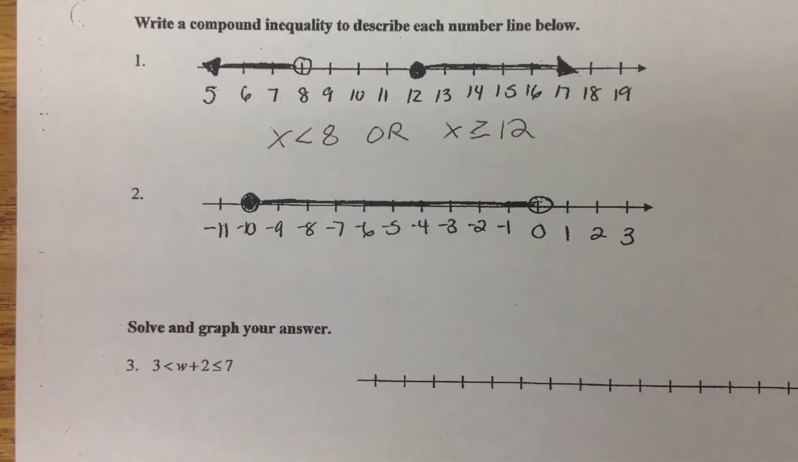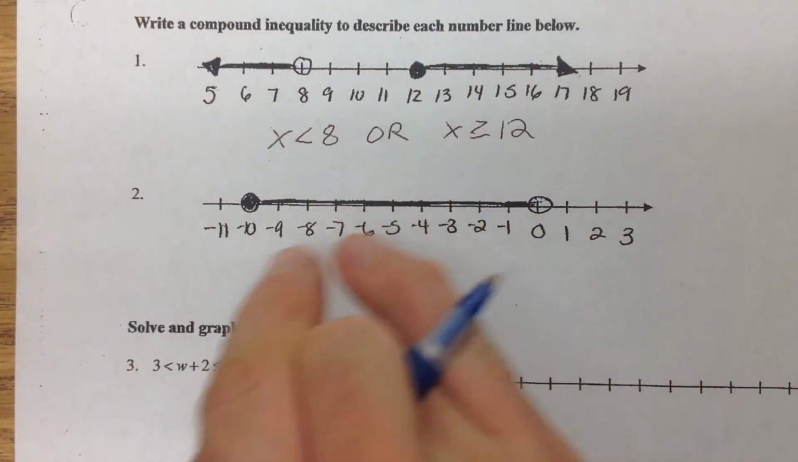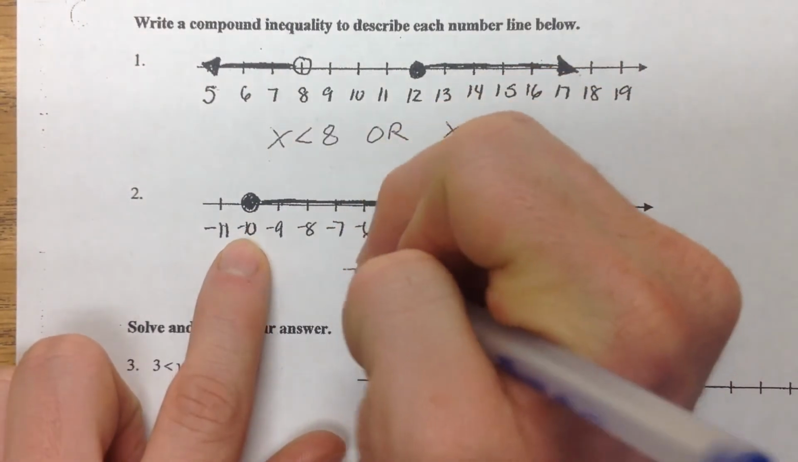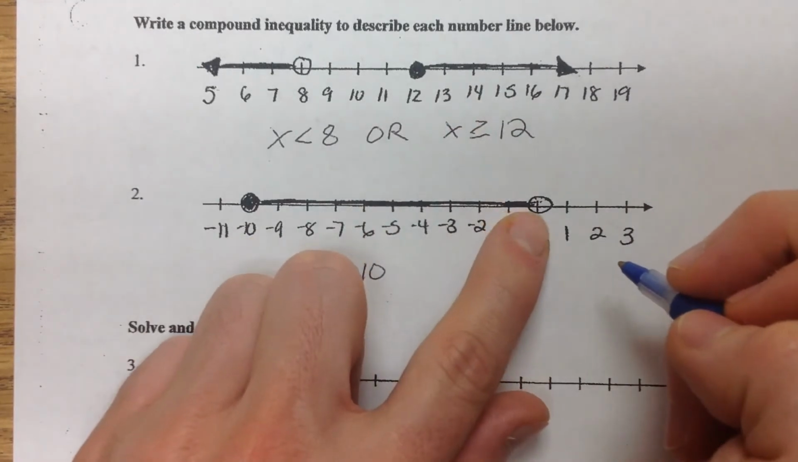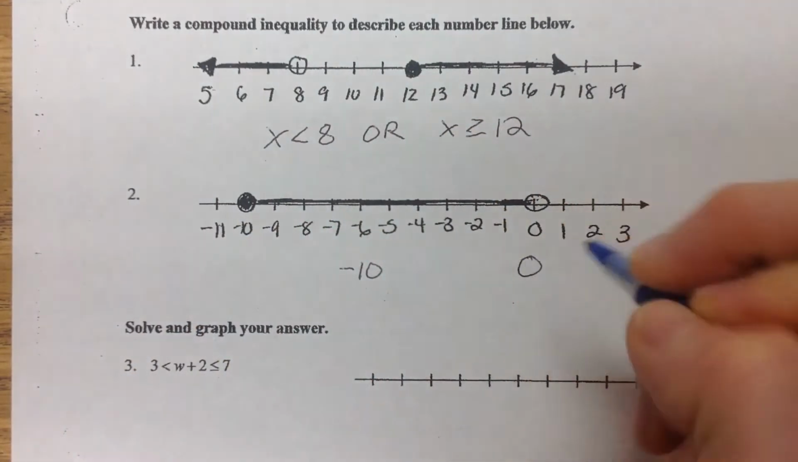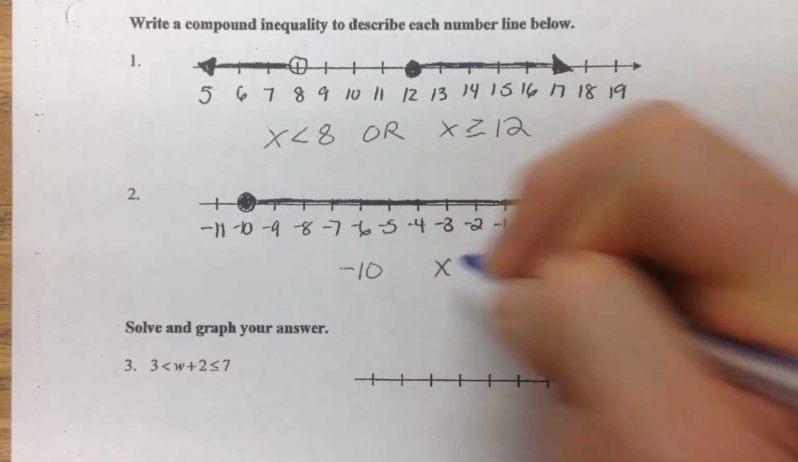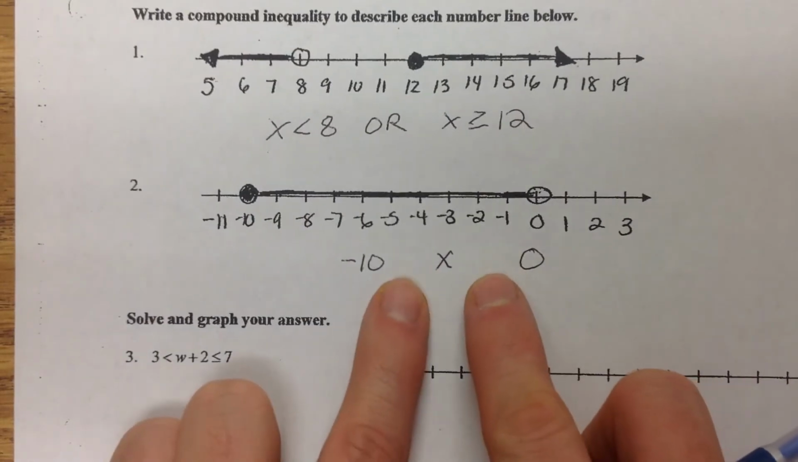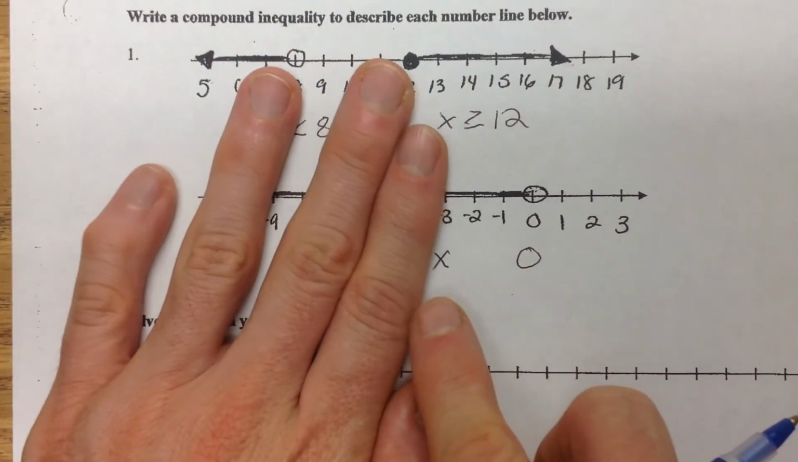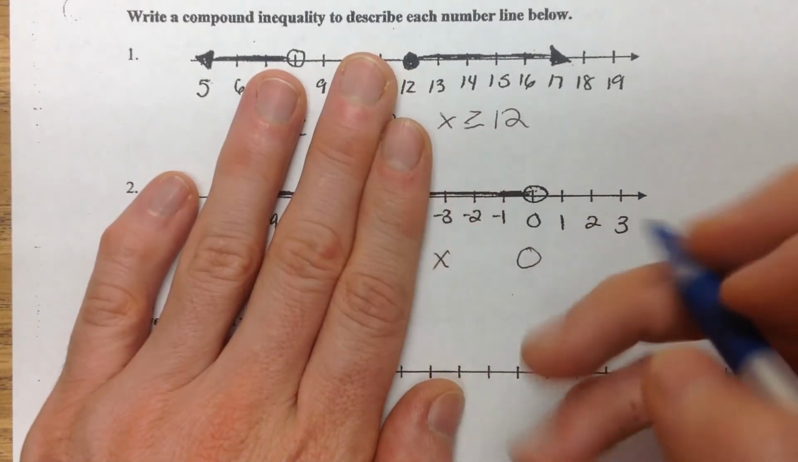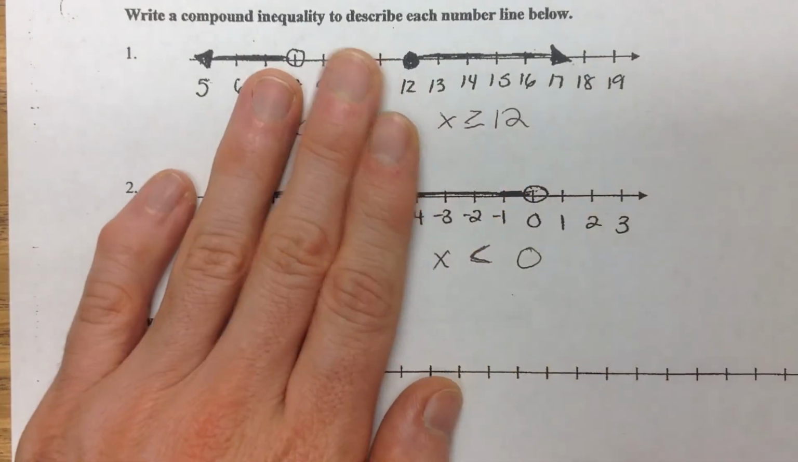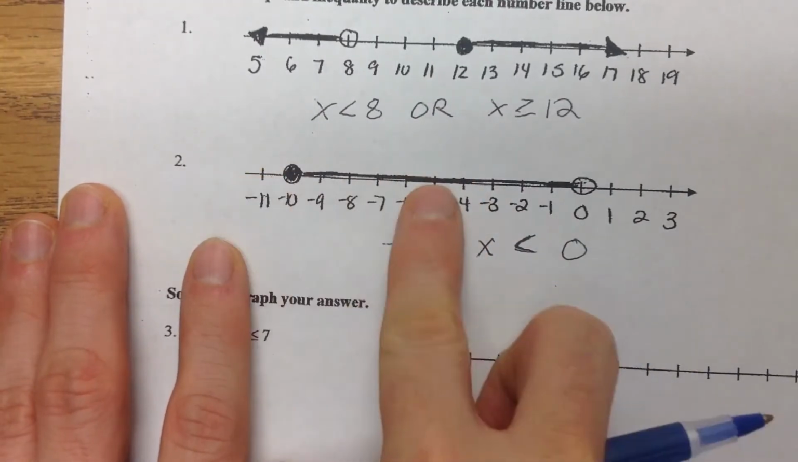Number 2 is a little different, because now we don't have them going in opposite directions. We have two endpoints, and our line is in the middle. So we've got a negative 10 where one of our dots is, so we'll put a negative 10 down. We've got a 0 where our other circle is, so we'll put a 0 here. The shading's in the middle, so our x is going to go in the middle. So we've got a negative 10 on one side, a 0 on the other side, and the x is in the middle. Question is, what needs to go right here? Well, x is less than 0, no equal sign, because it's an open circle, and it's greater than negative 10.